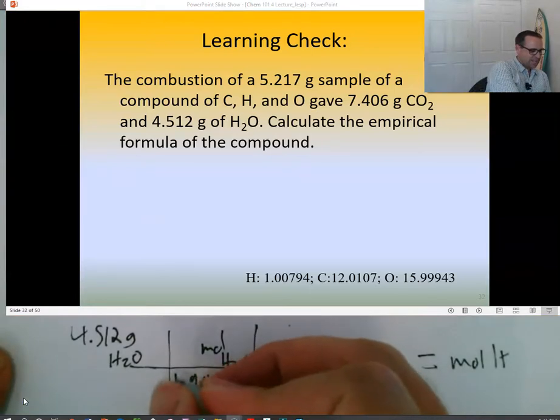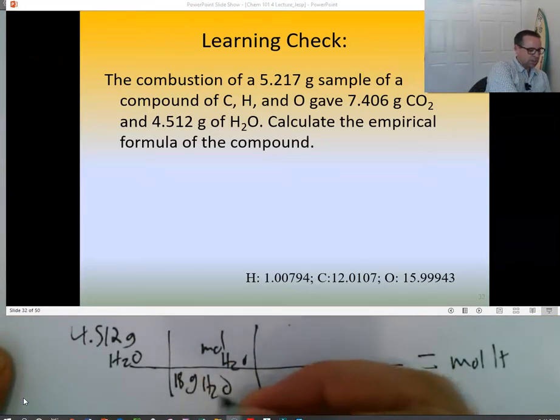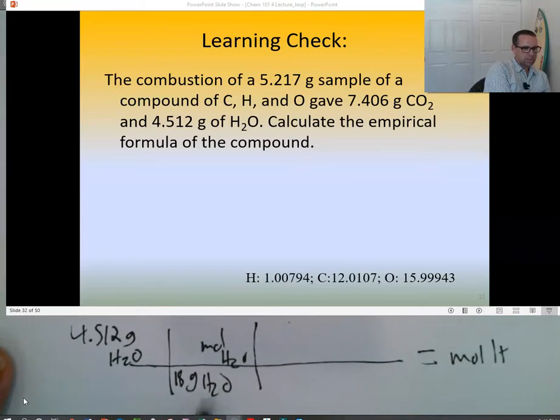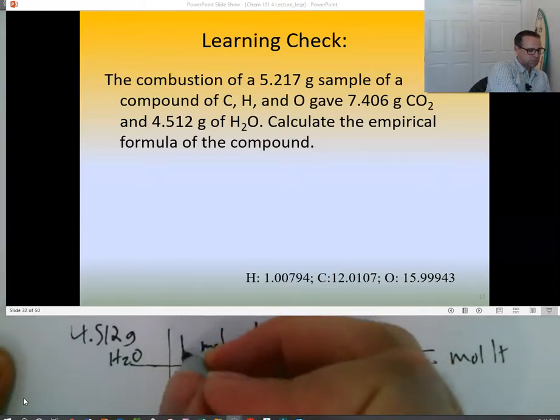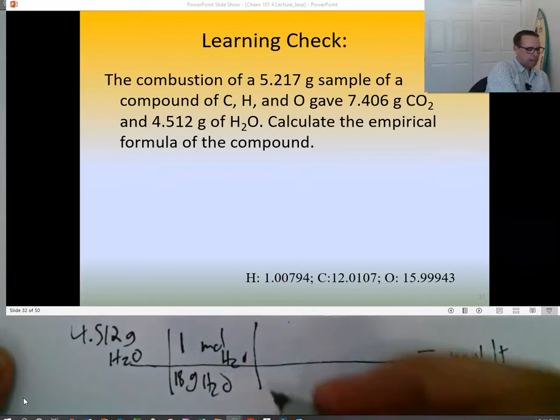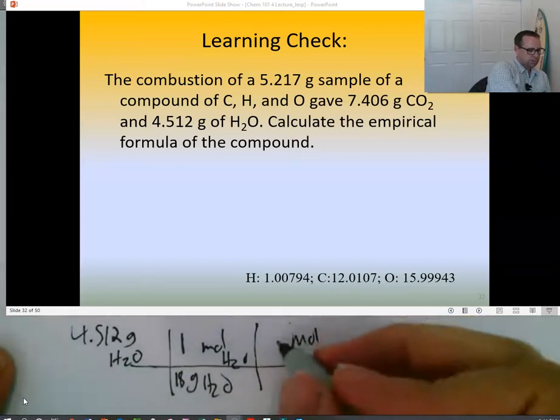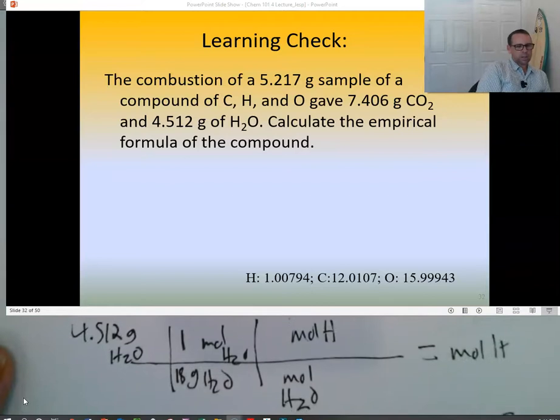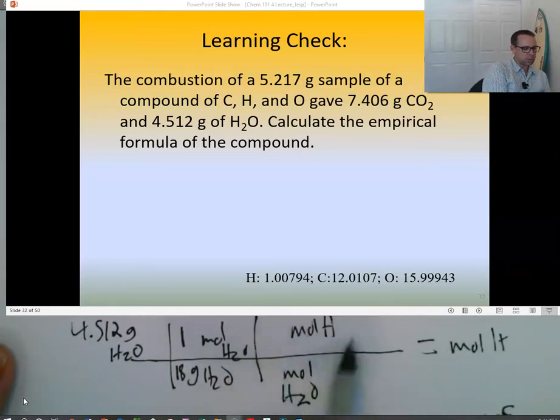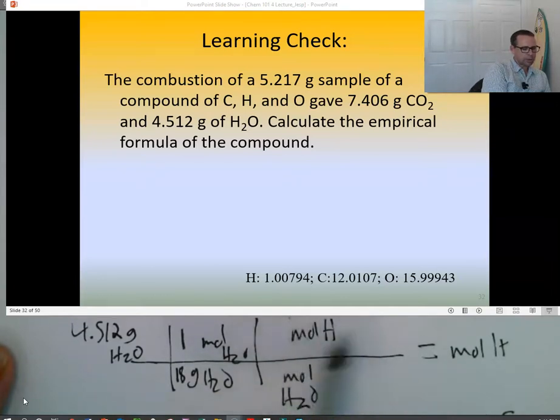Okay, so that's 18 grams of water. The oxygen is 16, hydrogen 1 each, 17, 18. 18 grams for every mole. Now I'm in moles of water, H2O, and I need to go to moles of hydrogen. How many moles of hydrogen are there in 1 mole of water? Well, in 1 mole of water, H2O, there are 2 moles of hydrogen.